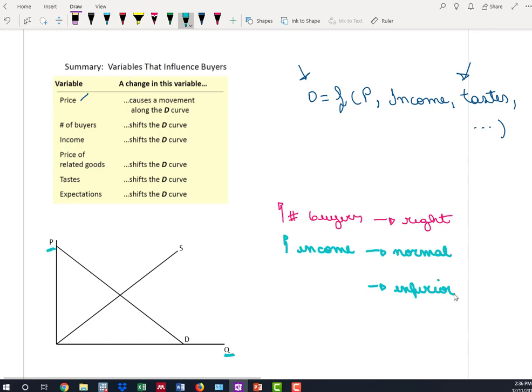Now that I graduated, I am certainly not rich, but I'm not completely broke. I have a job. So do you think I go to Taco Bell more or less often than when I was a graduate student? I actually go to Taco Bell less often because I have more money. This is an example of inferior good.